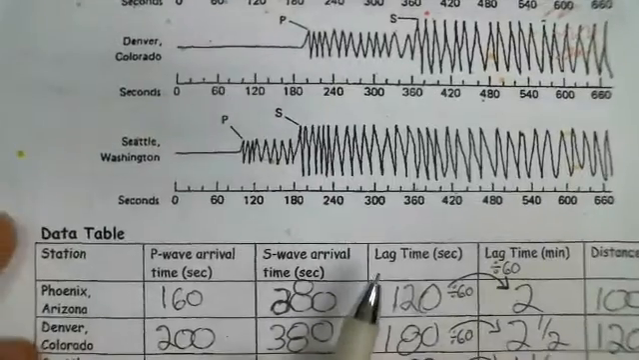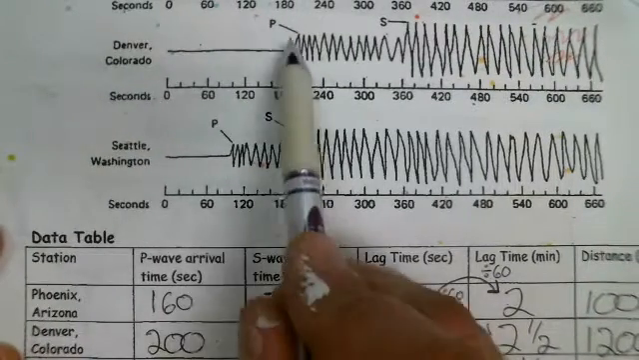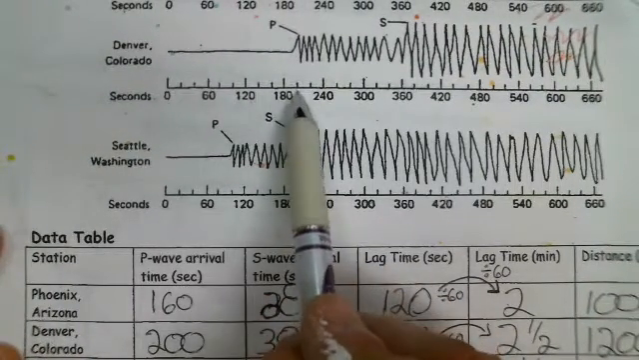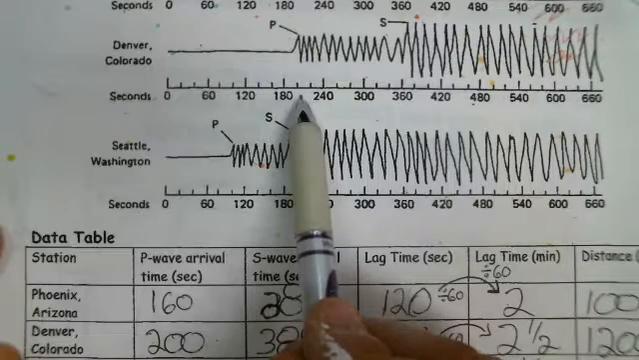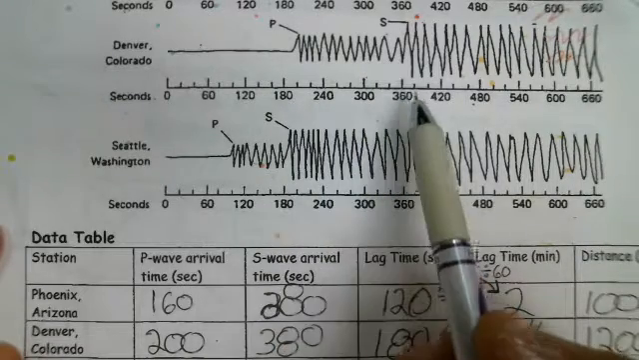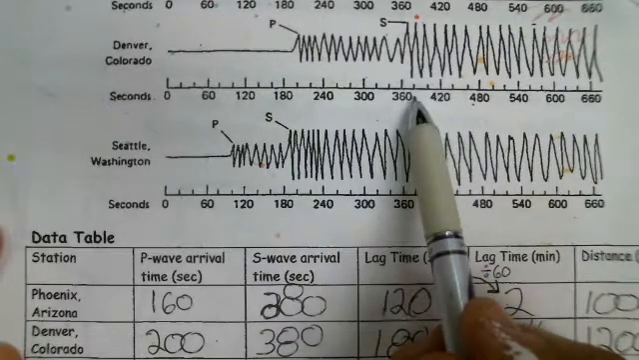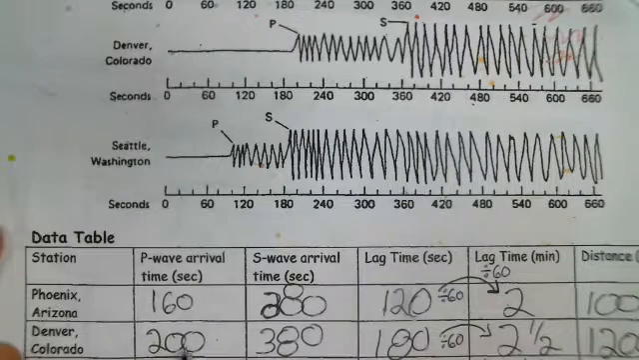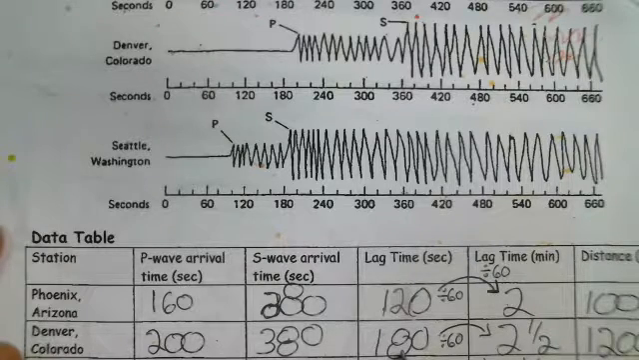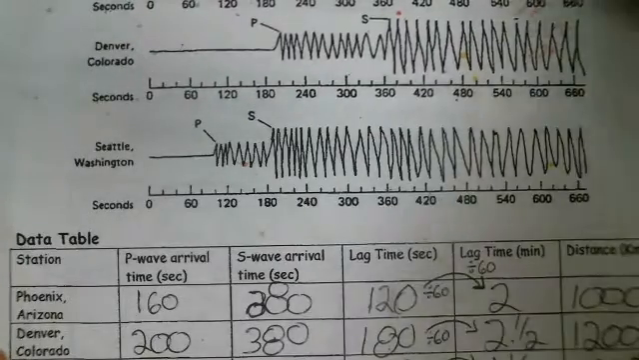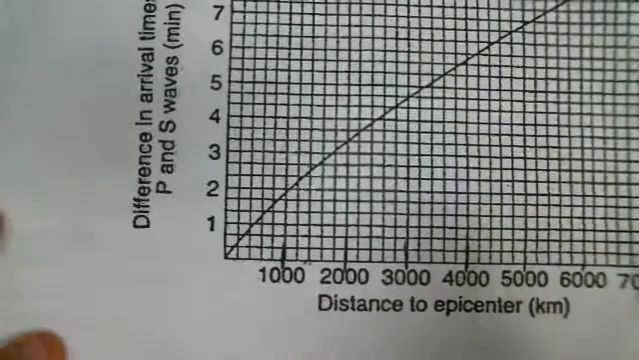For the Denver, Colorado seismograph, the P waves start at about 200 seconds. The S waves start at about 380 seconds. So I put those numbers down here in the chart. The lag time then is the difference between these, 180 seconds. Divide that by 60 seconds per minute to get 2.5 minutes. 2.5 minutes on our chart.